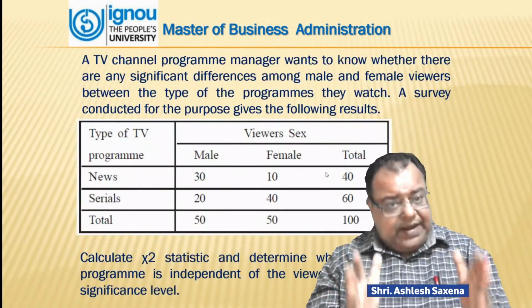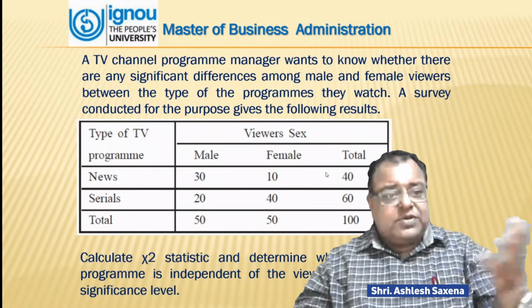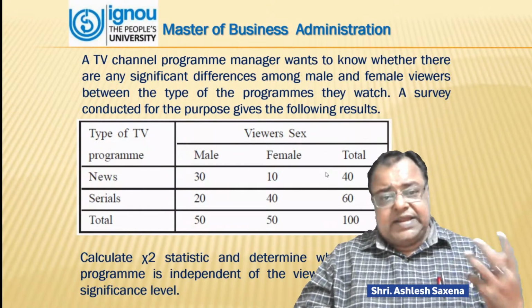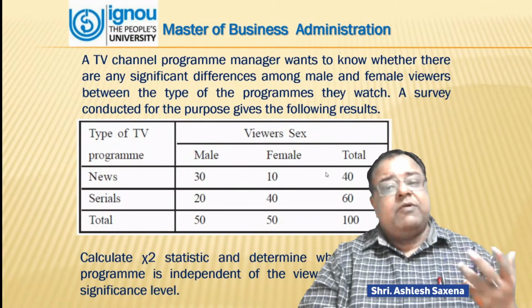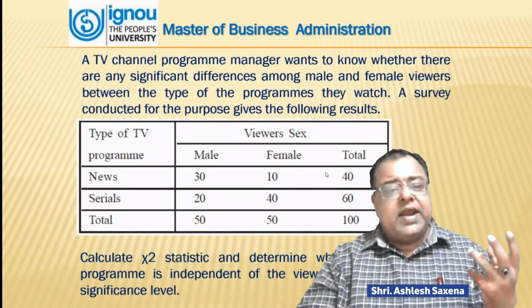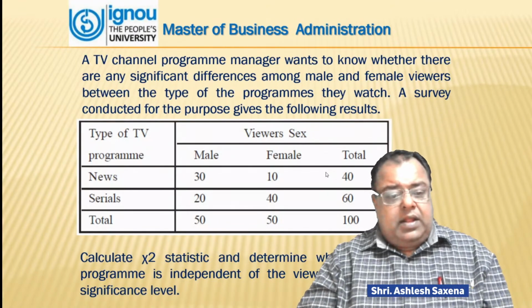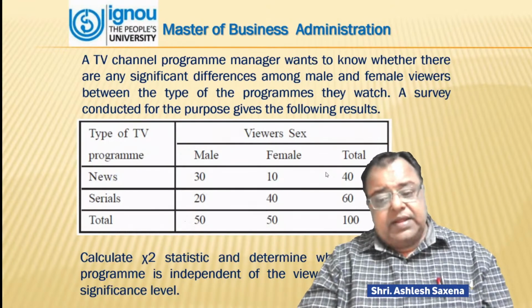Now we take up a practical example to understand what was stated earlier. Suppose a TV channel program manager wants to know whether there are any significant differences among male and female viewers between the type of programs they watch. A survey conducted for the purpose gives the following result. We have to calculate the chi square statistic and determine whether the type of TV program is independent of the viewer's sex. And we take 0.10 significance level.